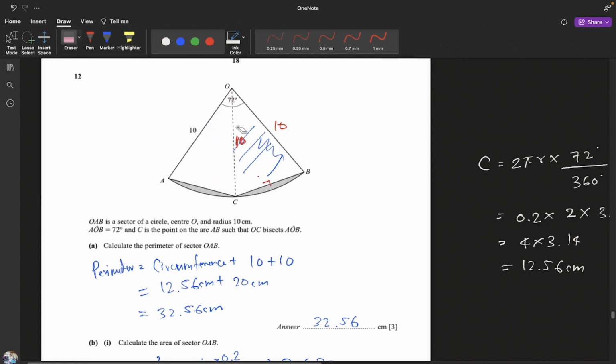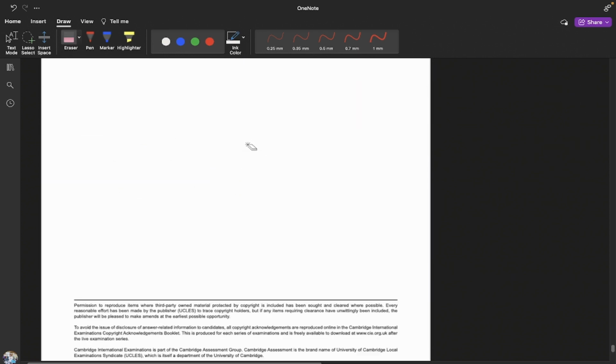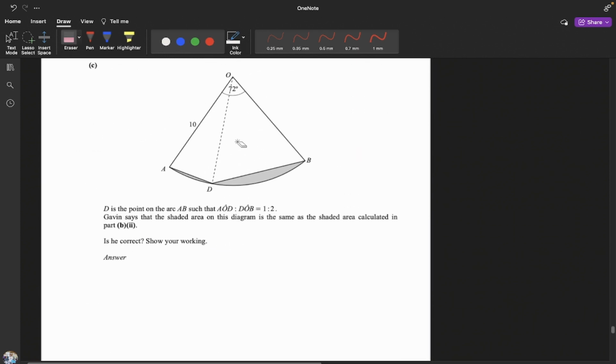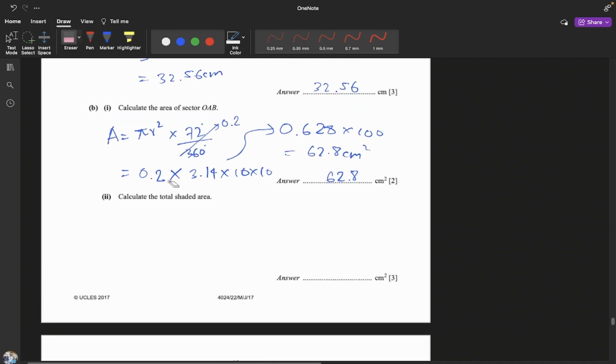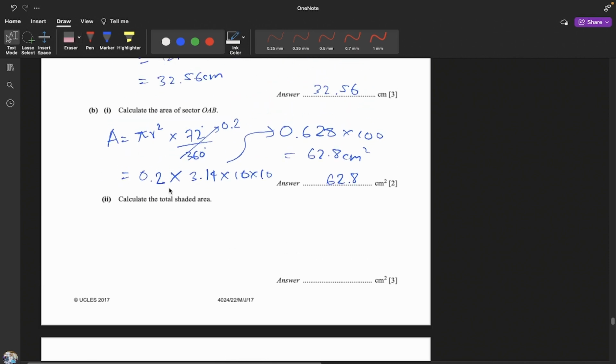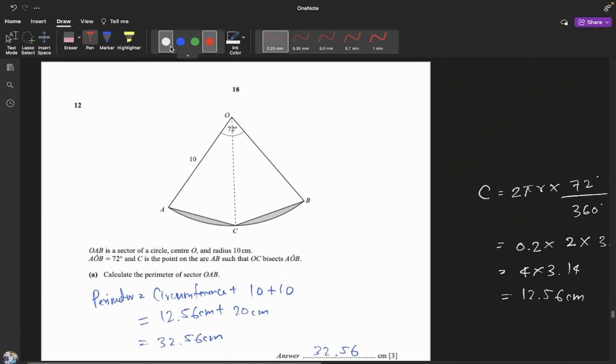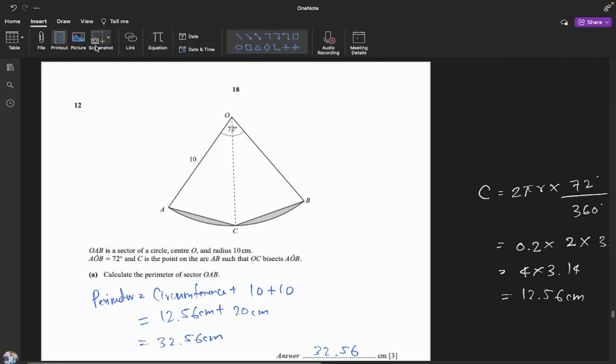In your paper there are some blank pages at the bottom, at the last. For this question you can utilize that blank space. Yeah, I'll do it on the side anyway. So first we have to draw a line, a perpendicular line.